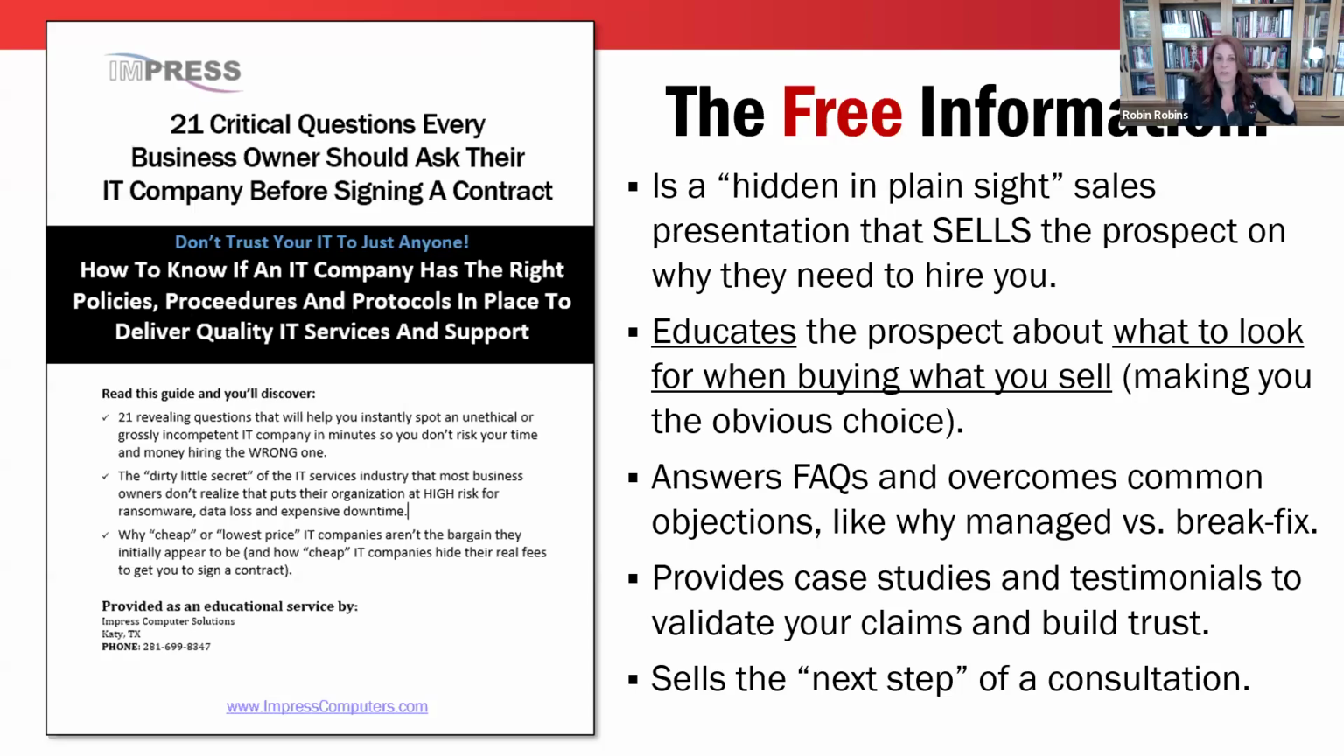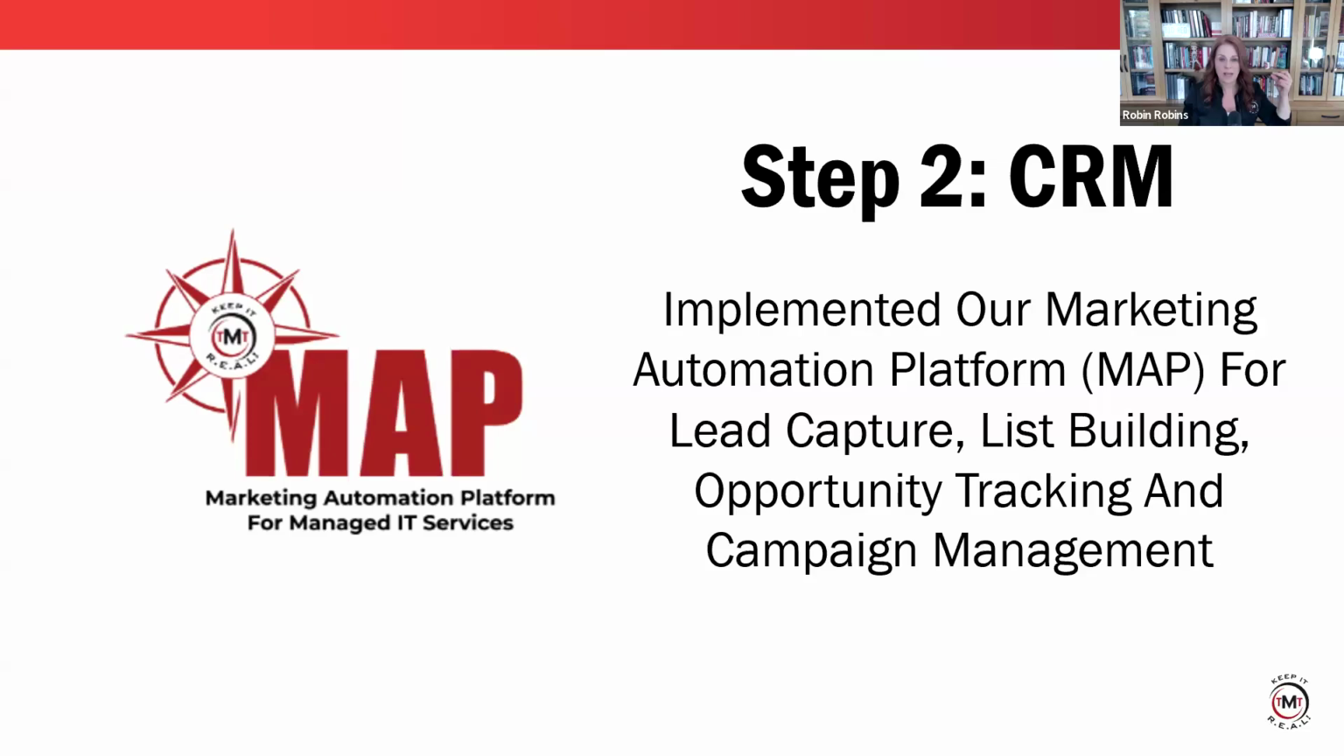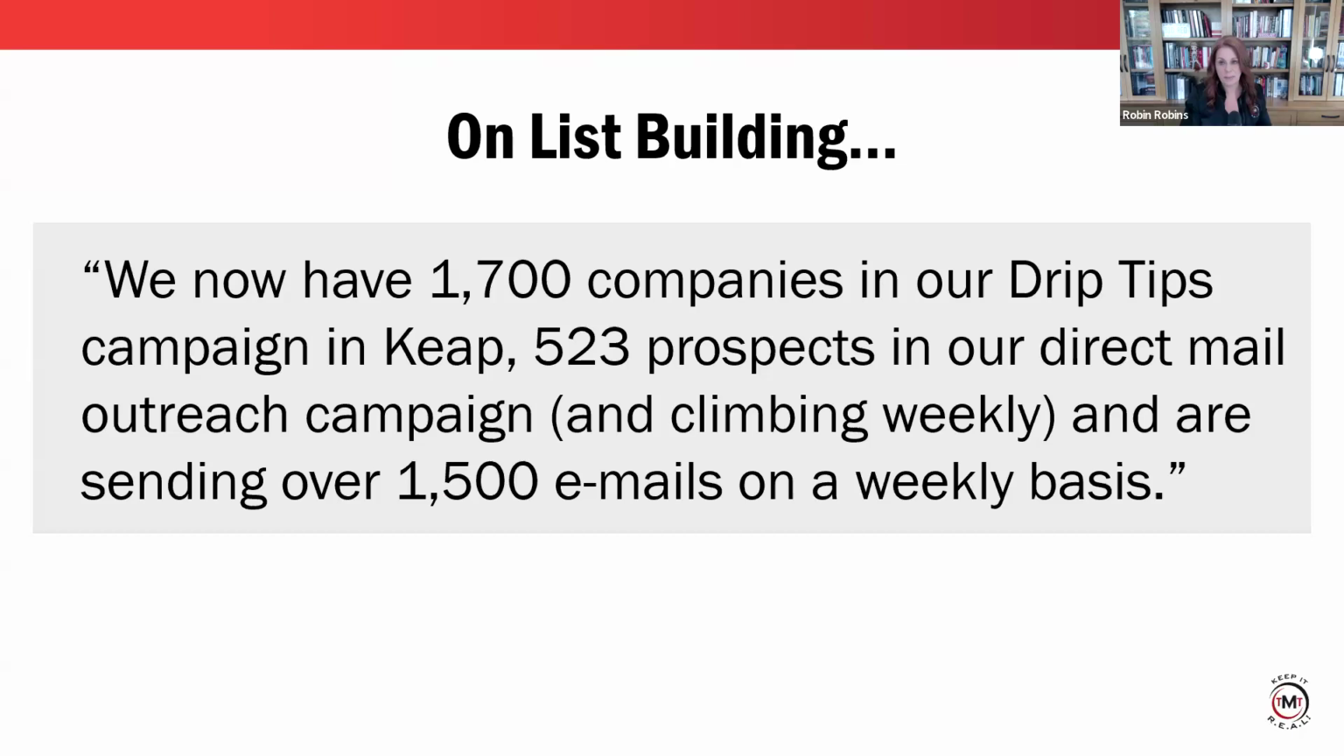Plus we fixed his follow-up because we implemented a CRM. So he had hot leads coming in, right? And now we are following up with them immediately and we're helping to start build his list. All right. So Roland, one of the things he said, we now have 1,700 companies in our Drip Tips campaign. Drip Tips is an email campaign that is fully automated through the CRM system we give our members. So once you set the customers in there, the thing just runs on autopilot. 523 prospects in direct mail outreach and climbing weekly. And we're sending over 1,500 emails on a weekly basis. And again, a lot of this is purely, totally automated.